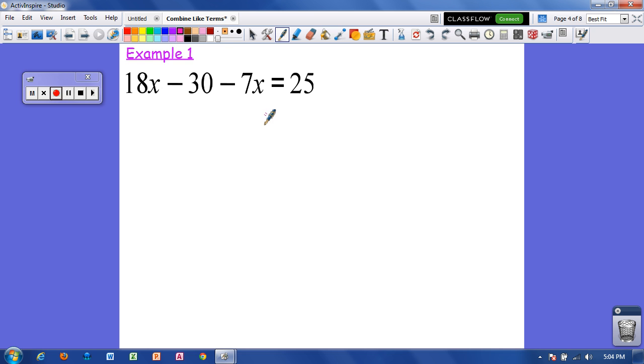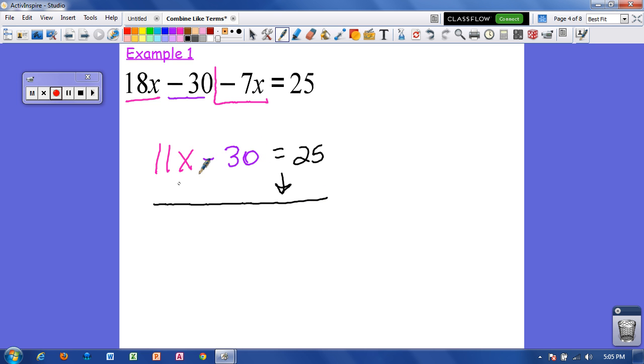So I'm going to identify my like terms. I have 18x, and then I have the 7x, and I'm going to keep that sign in front of it. So that means I have 18x minus 7x. 18 minus 7 is 11. 11x, and then I'm just going to take the minus 30 and bring that down, and that equals 25. So now I just have a two-step equation. So I need to use inverse operations to isolate x. So I'm going to add 30 to each side.